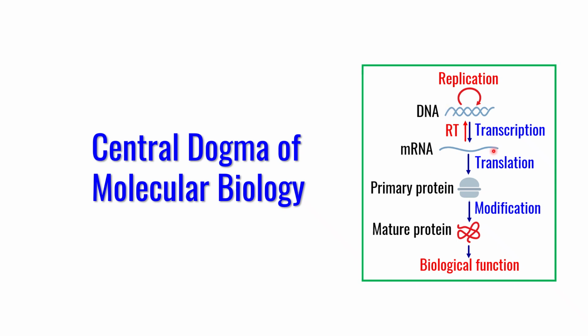How the four bases in messenger RNA are used to specify amino acid sequence in a protein was predicted by Watson and Crick, which I will explain in the next slide.